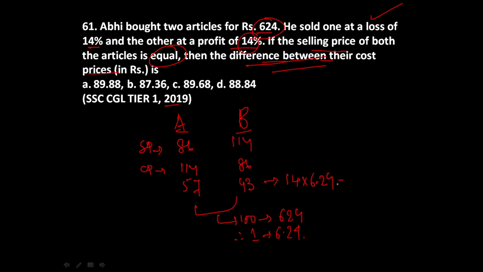So what will be the value? Look at the options. You can just answer it by unit digit calculation. So 4 and 4, the unit digit would be 6, right? So only 6 is available in one option. 87.36 will be the correct answer. Clear? This is how you have to solve it. If you have any doubt regarding this question, you can comment below. Okay, moving to the next one.